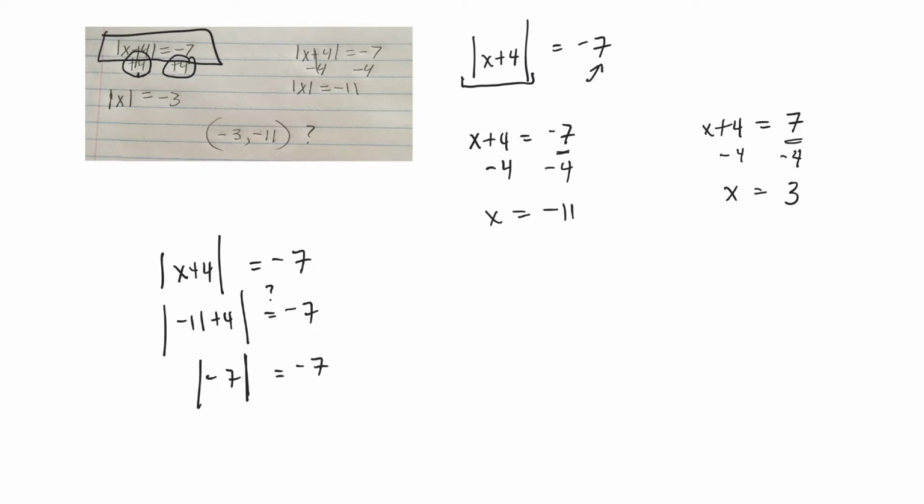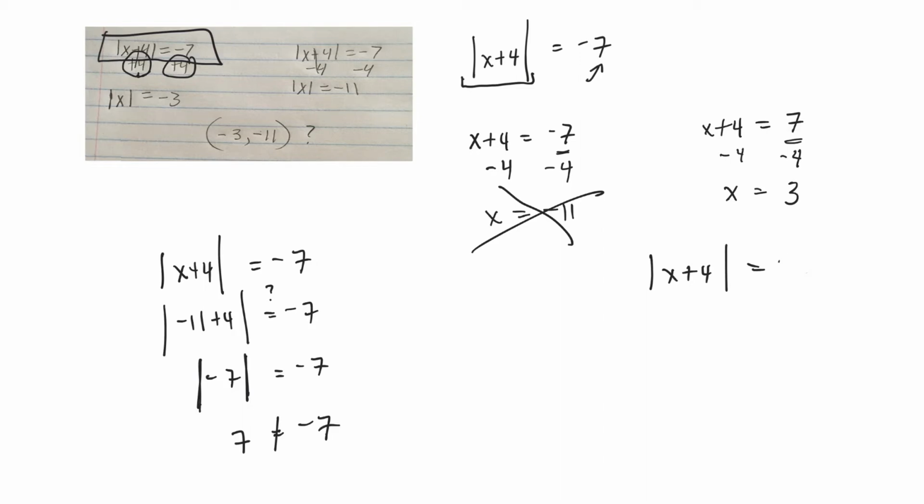Now, if you take the absolute value of anything, it always becomes positive. So I come here with a statement that's not true. Therefore, this answer can't be right. And likewise, if I do the same thing, and I plug in a 3, whoops, this should be a positive 3.